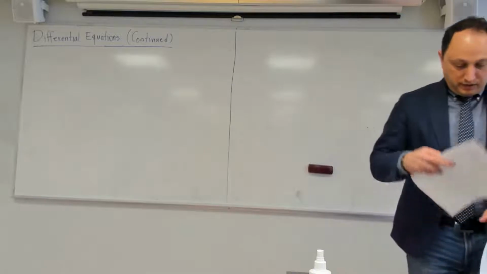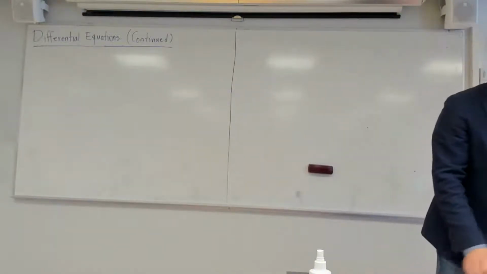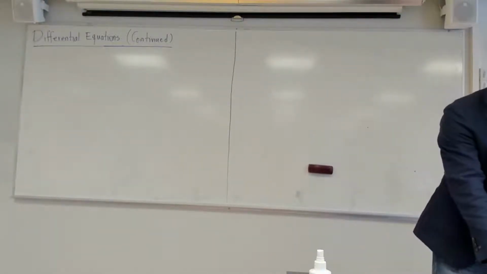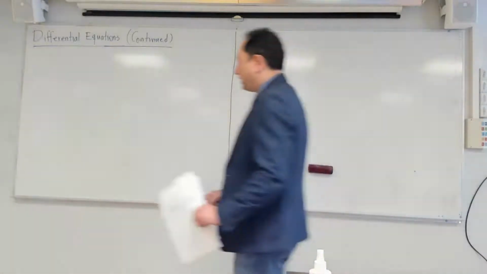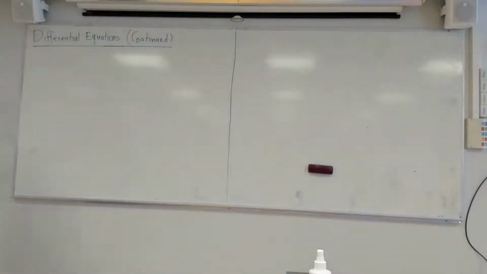So let me just refresh you a little bit. A differential equation, I told you, is an equation in which a function is unknown, and in that equation you see derivatives of that function. At least one derivative of that function is involved, and the order of the highest derivative is called the order of the differential equation.